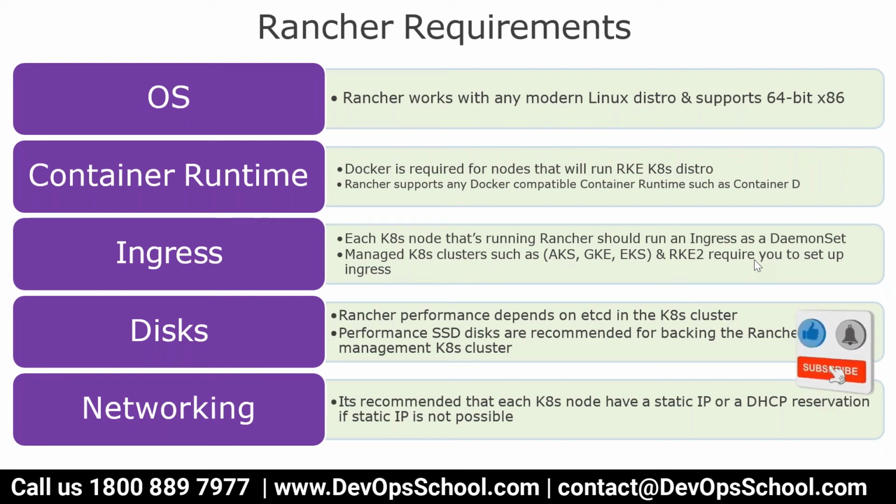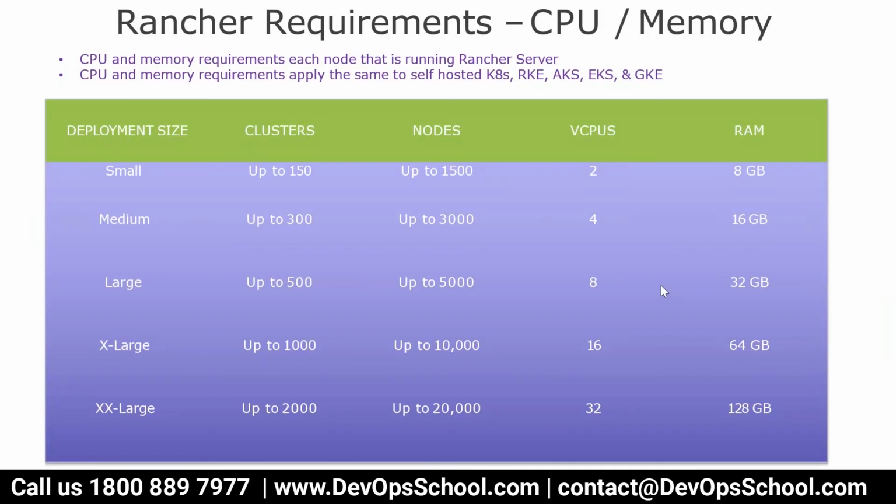Okay, disks. Rancher performance depends on etcd in Kubernetes clusters, and performant SSD disks are recommended for backing the Rancher management Kubernetes cluster. And networking: it is recommended that each Kubernetes node have a static IP or a DHCP reservation if a static IP is not possible. So these are the small requirements. Again, there is a long list of requirements you can read in the official documents, just to get started.